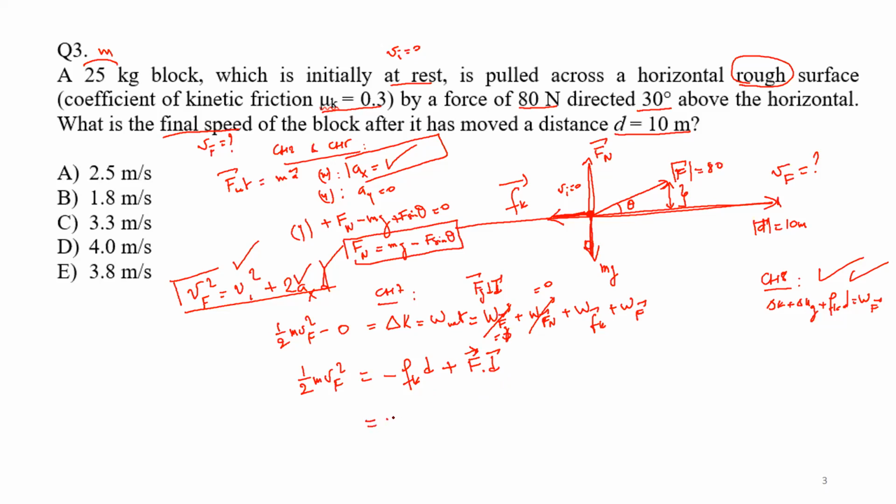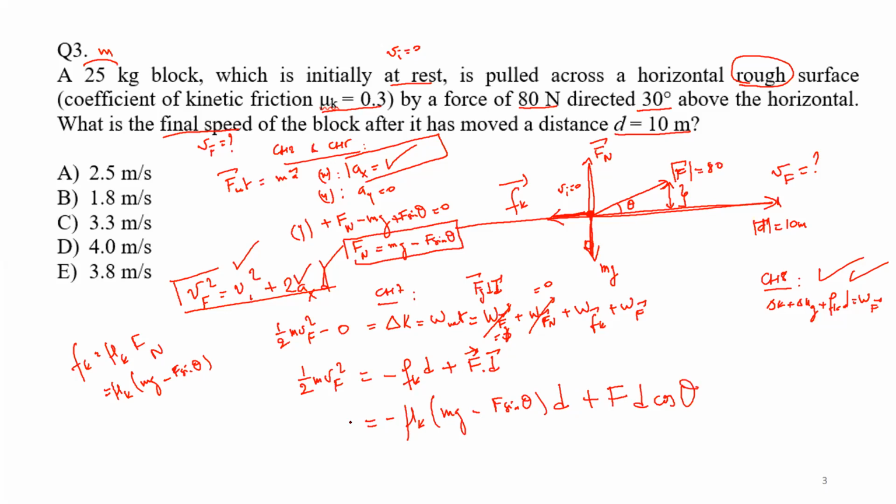So now it will be minus FKD. What is FK? You know that FK is mu K Fn. But Fn here is not equal to mg. Be careful. Fn is equal to what? mg minus F sine theta. So it will be minus mu K times mg minus F sine theta. If you forget the F sine theta, I forget your grade. Multiply by d. Now what is F dot d? Of course, the dot product Fd cosine theta.